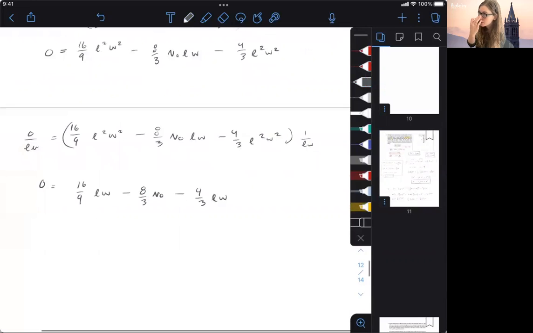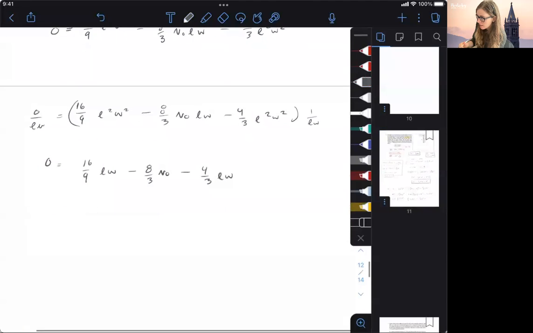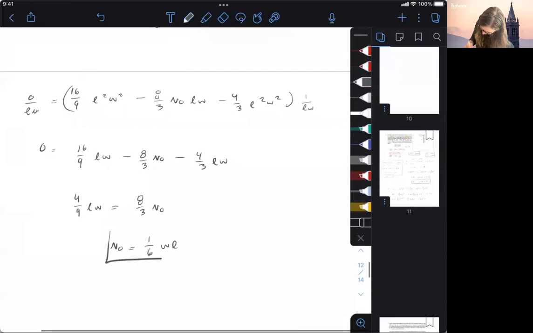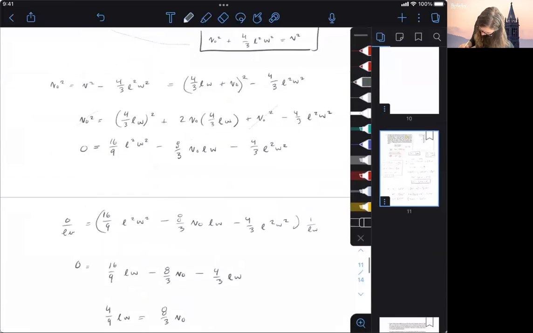Then we can combine these two terms. So we're going to end up with 4/3 LW, sorry, 4/9. Sorry, I'm skipping one more step. So 4/9 LW is equal to 8/3 V naught, and then V naught is just equal to 1/6 WL. Okay, so I'll leave you guys to do the last fractional piece there. Okay, so there's our step-by-step.